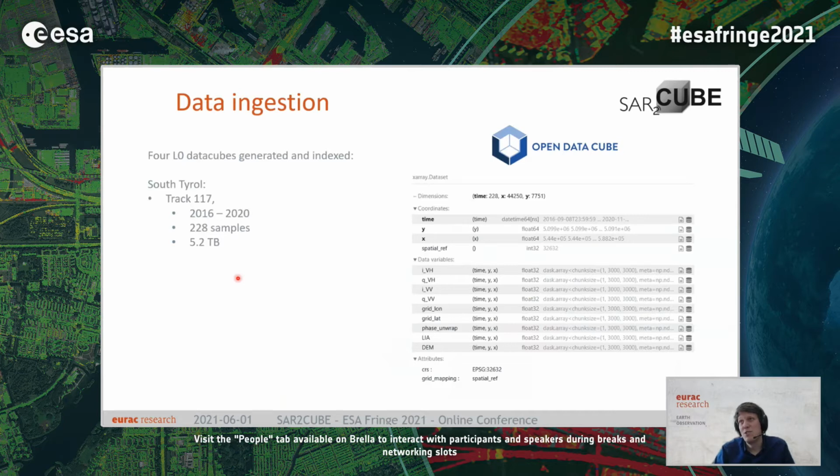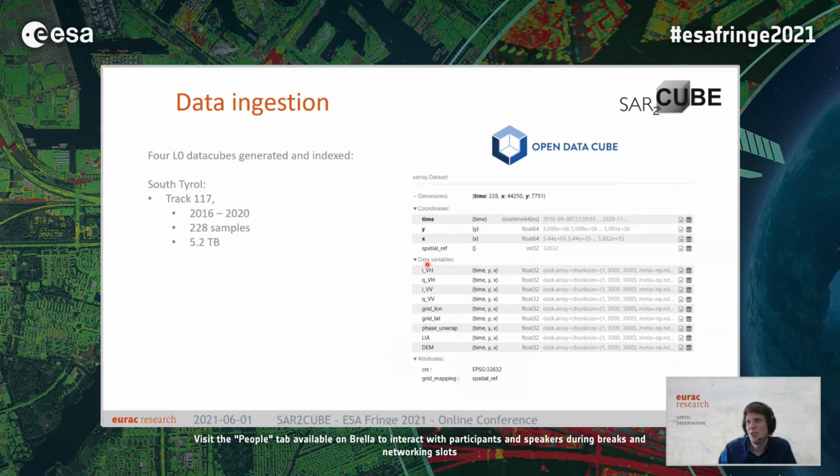Then we put all of this data into a data cube, in our case, the open data cube. So we need to do the indexing of the data. And here we can already see how this then looks from the data cube perspective. So we have our complex components of the two polarizations, the real and the imaginary part.